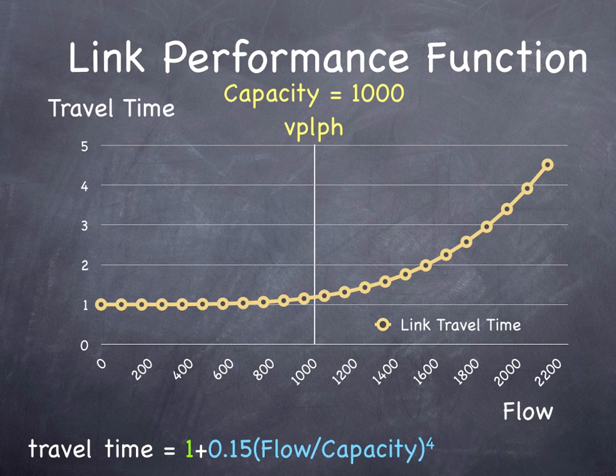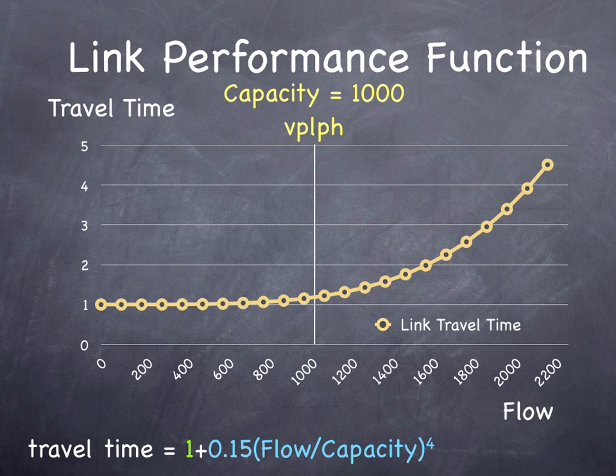Travel time increases at a power of 4 in this example, and there's a coefficient to scale this. The free flow travel time on the link, if there were zero traffic, would be 1 minute. Thus, if you had a flow to capacity ratio of 1, the total travel time would be 1.15 minutes. If you had a flow to capacity ratio more than 1, it would go up as shown.